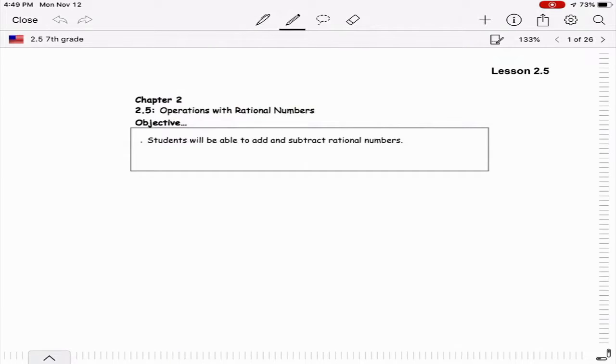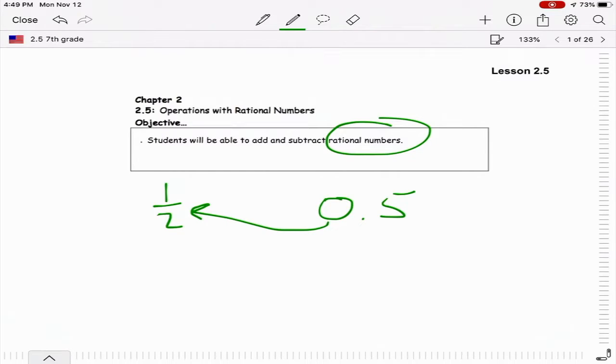So in today's lesson, students will be able to add and subtract rational numbers. So once again, rational numbers in short mean like fractions, right? So like 1/2 is a rational number. But to be clear, so is 0.5 because I can convert 0.5 back into a fraction. When you see rational numbers, just think of fractions. However, it could also mean whole numbers and decimals because you can convert whole numbers and decimals into fractions.